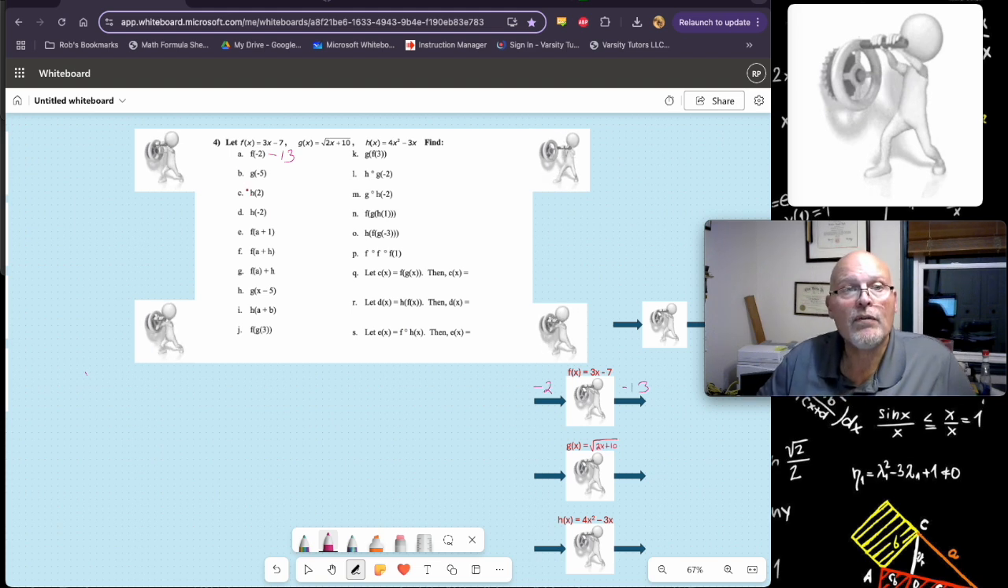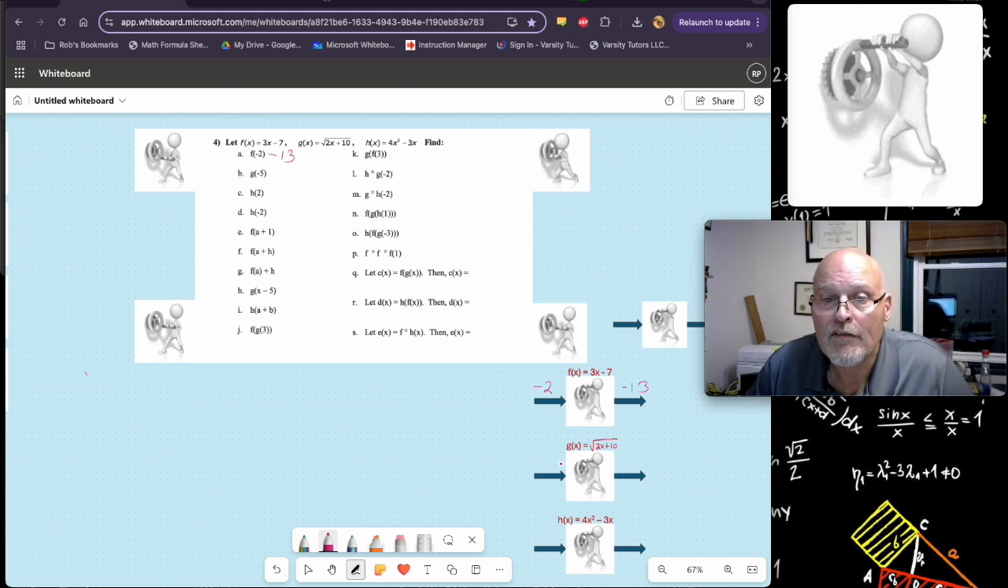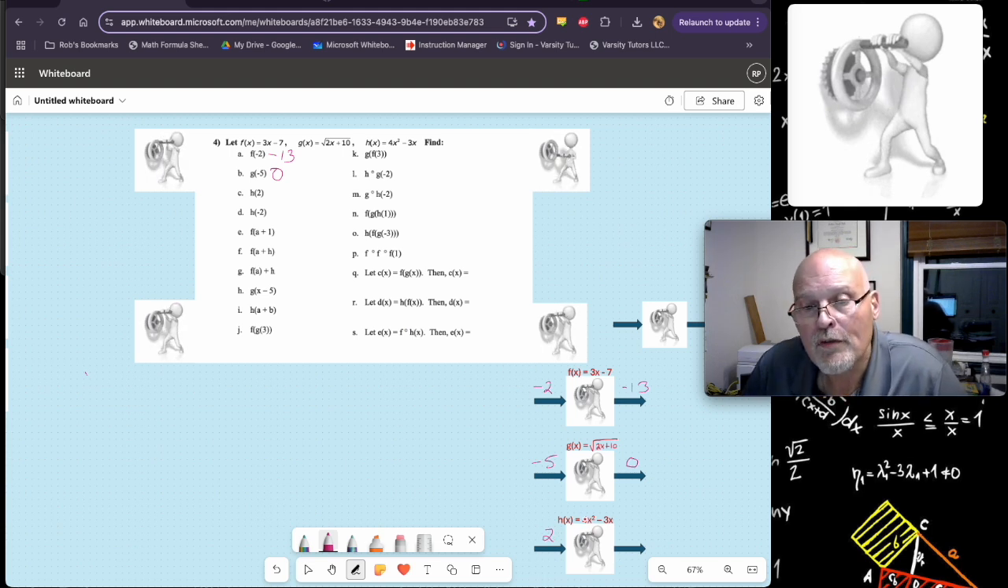All right, they also want to know g of -5. I'm going to take g of x, plug -5 in here, I get -10 plus 10, and that's my output of 0. And now we're going to do h of 2. 2 as x, 4x squared is 4 times 4, or 16, minus 6. That output is 10.